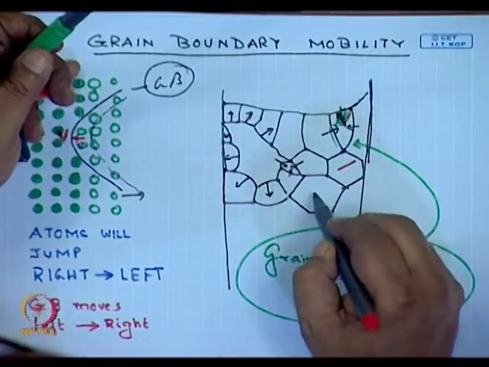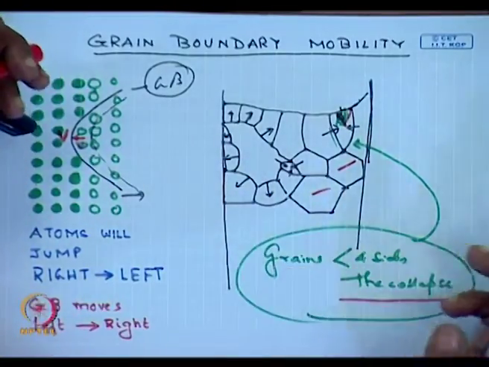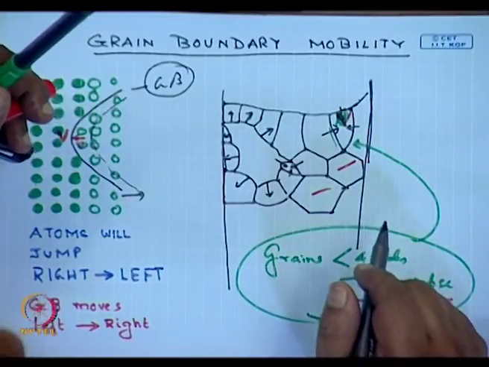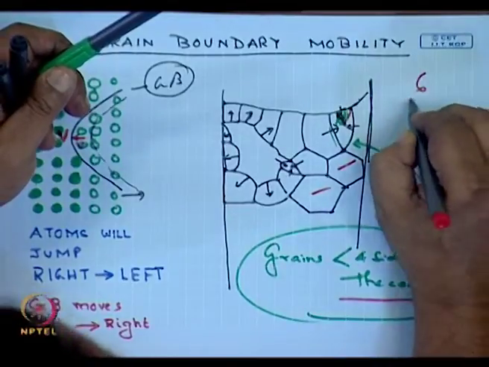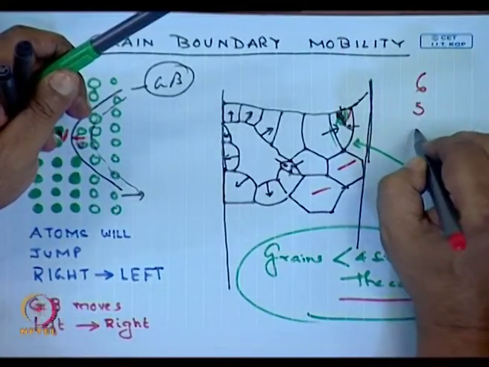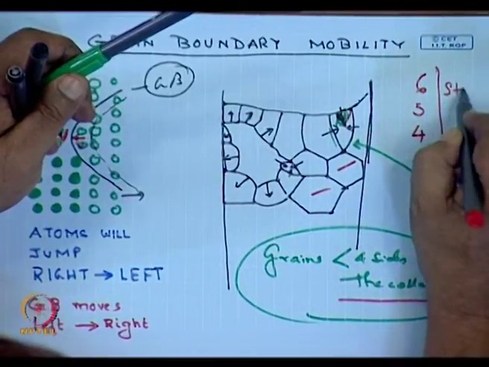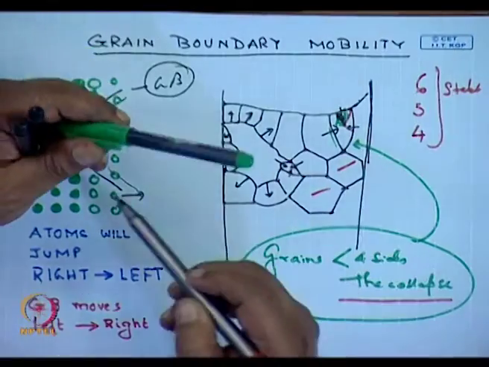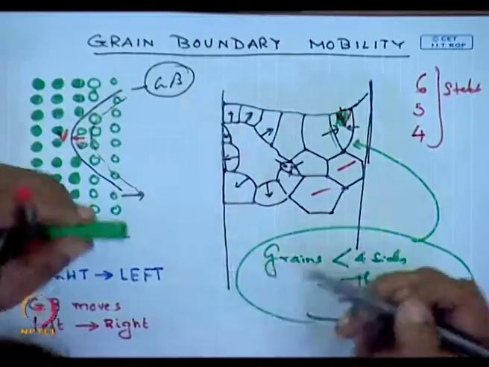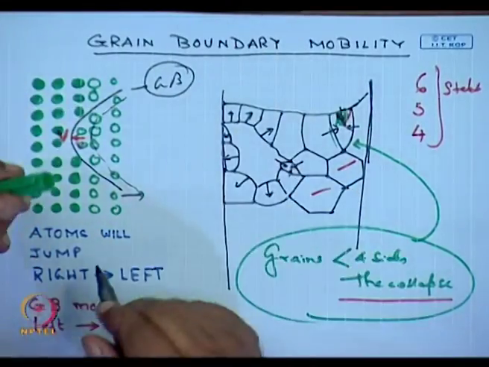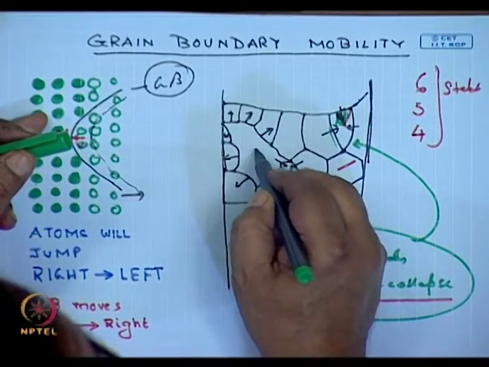Grains which are 6-sided, they have got flat grain boundaries, no curvature, they are stable. So, grains with 6, maybe 5, at times 4 depending on the size, they are stable. And grains which have got much larger than 6 sides, look at this particular grain. The curvature is such that this grain will keep growing.